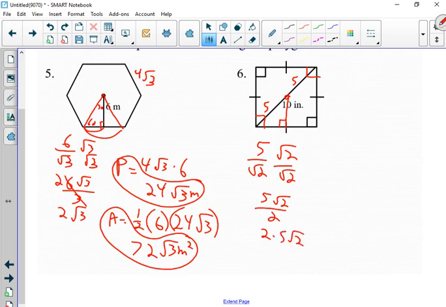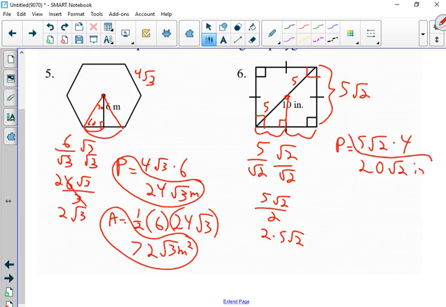That's 2.5, not 2 times 5. That's just this section right here. We need to double it, and 2.5 doubled is 5, so the entire side is 5 root 2. Therefore, the perimeter is 5 root 2 times 4, which is 20 root 2 inches.